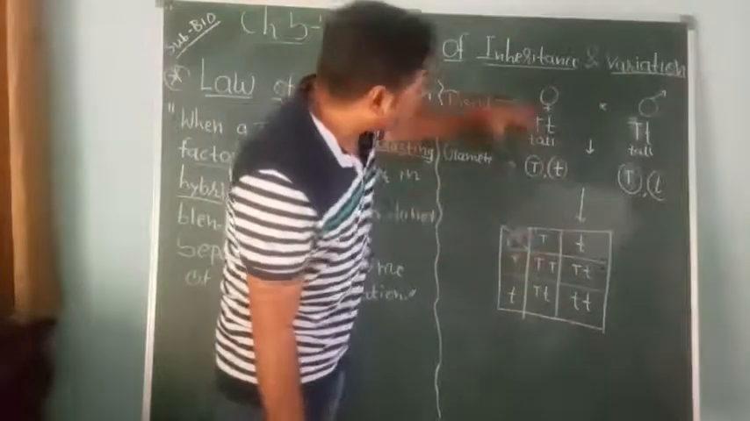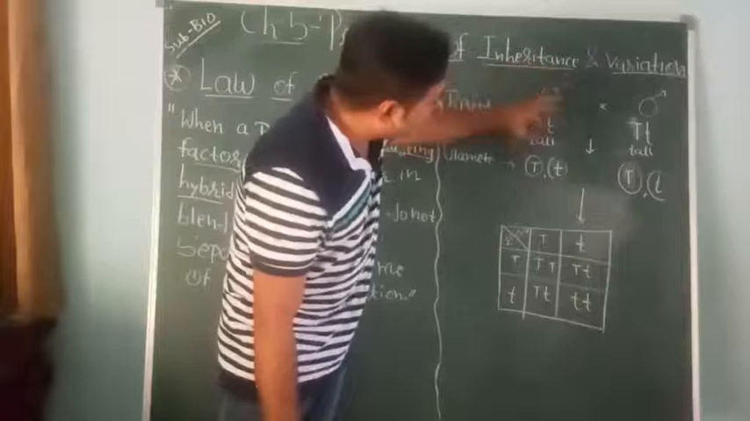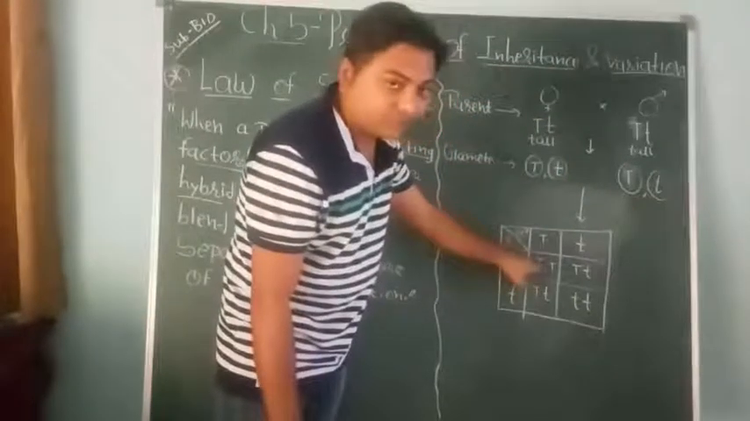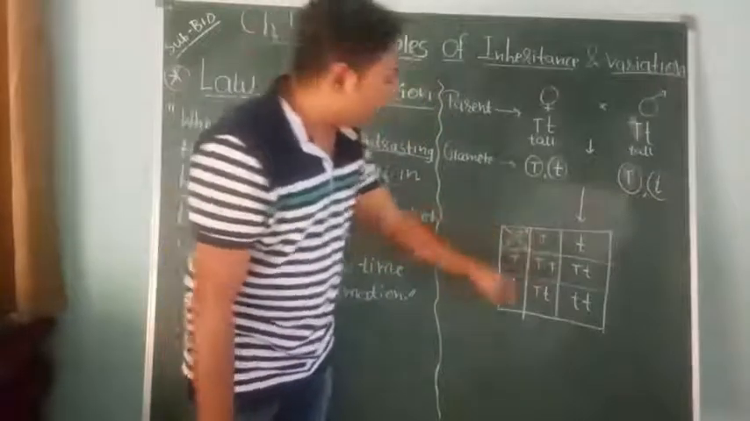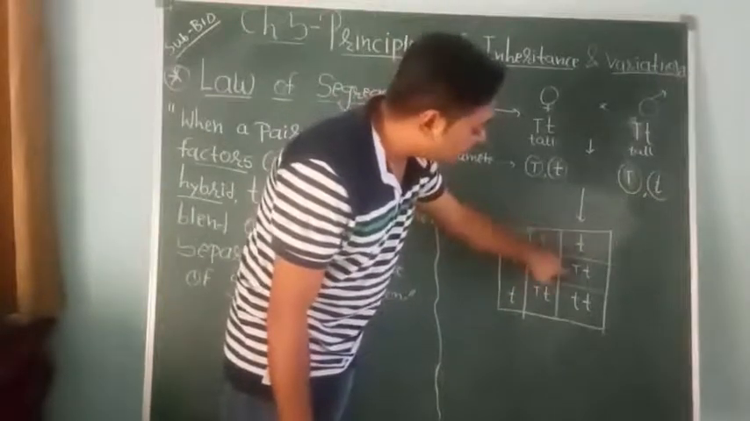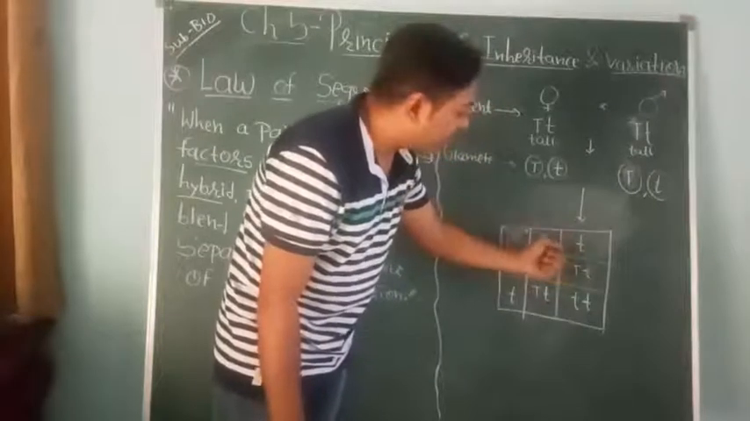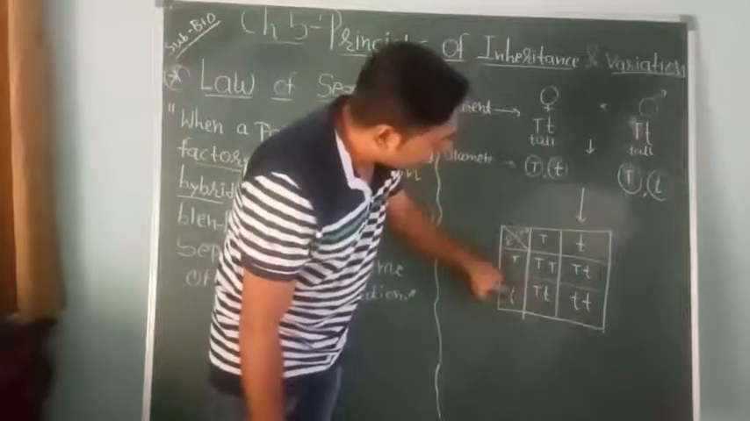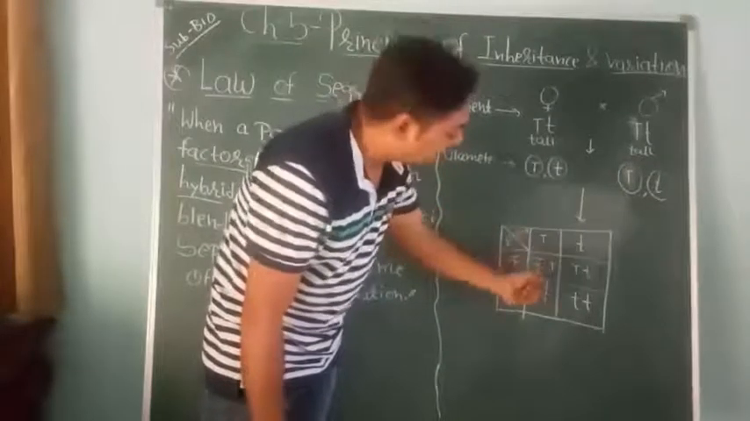So these alleles separate out and mix to form capital T capital T. It means tall and homozygous dominant. Here, capital T small t: capital T comes from here and small t comes from here. So it's capital T small t, it's heterozygous and a tall plant. Here also, capital T comes from here and small t, capital T small t. It's a heterozygous and tall plant.